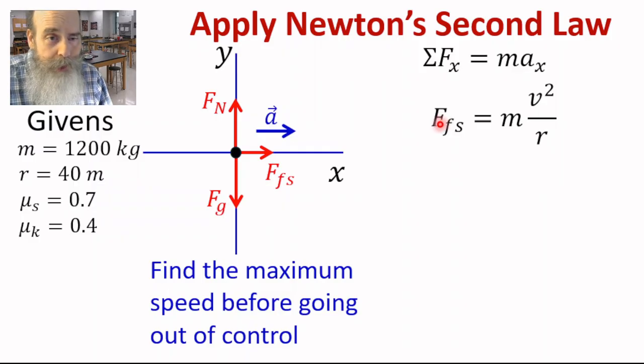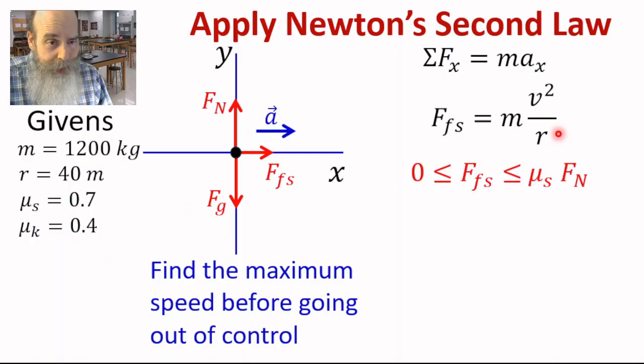Now when something is going in a circle, the acceleration is centripetal acceleration, which is equal to v squared over r. So ax is v squared over r. So Newton's second law becomes this: Ffs equals mv squared over r.